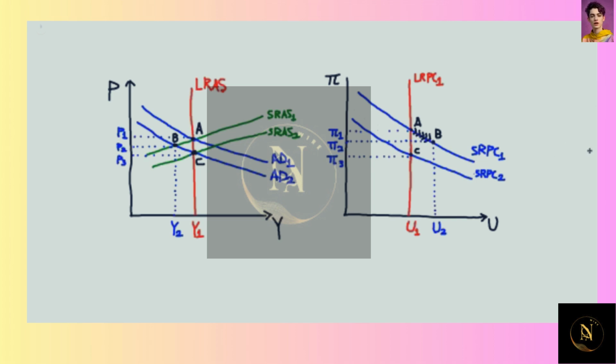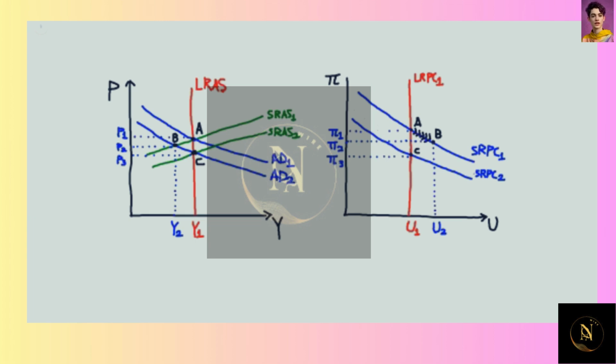Well, let's go back to our old friend, the AD-AS graph. On the x-axis, we have the quantity of output Y. On the y-axis, we have the price level P. And as always, a downward sloping aggregate demand curve, upward sloping short-run aggregate supply curve, and a vertical long-run aggregate supply curve. So initially, I've drawn here on the left, you can see a lot of things going on, but let's concentrate on the intersection of AD1 and SRAS1. So the economy begins at point A at the long-run equilibrium and full employment.